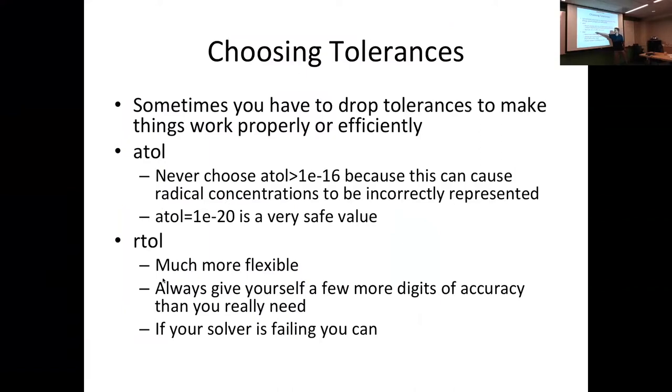1E-20 is sort of the other end, where this is a very safe value that you should be perfectly fine using. You're usually fine at 1E-16. RTOL, however, when you really need to reduce tolerance, you should be increasing RTOL. It's much more flexible. You should try to give yourself a few more digits of accuracy than you need.